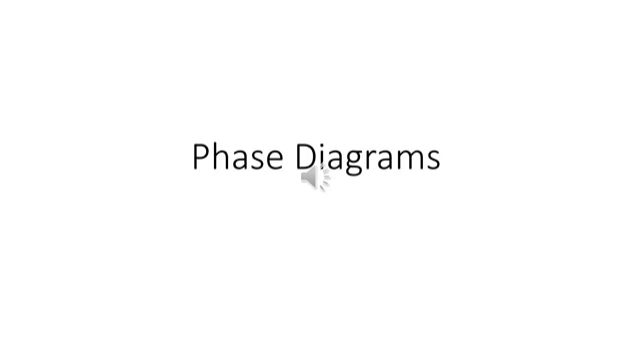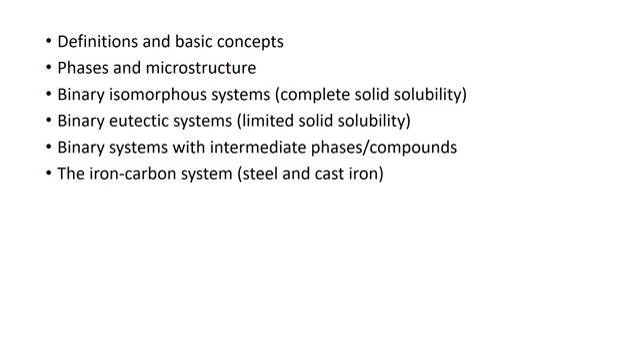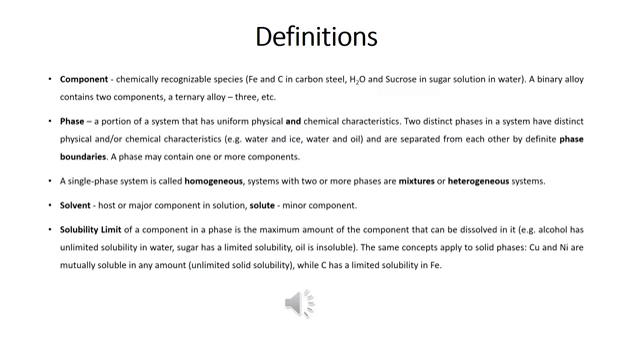Phase diagrams normally consist of phases, and these have an impact on the material properties. These are some of the definitions or terms that you'll come across. A component is a chemically recognized species. This could be your zinc, your metals, or even your carbons.